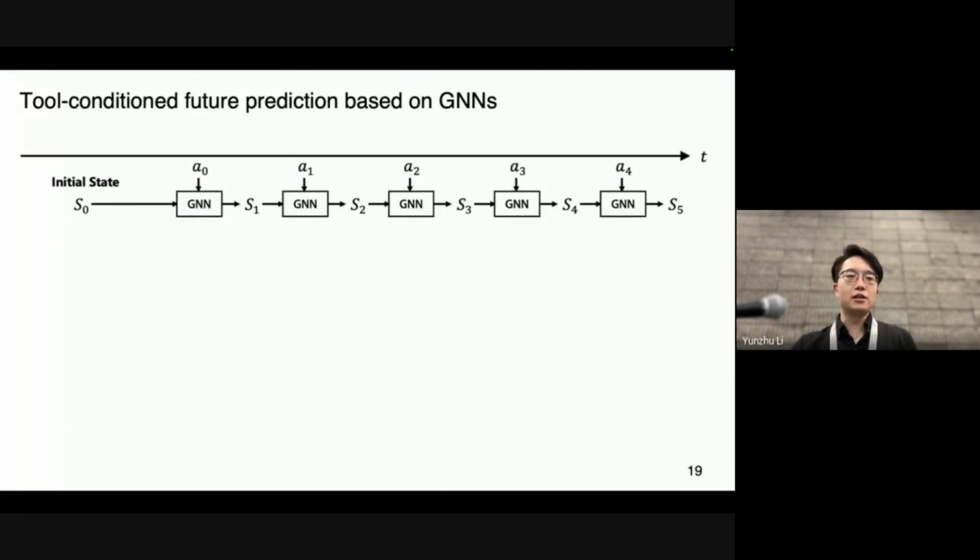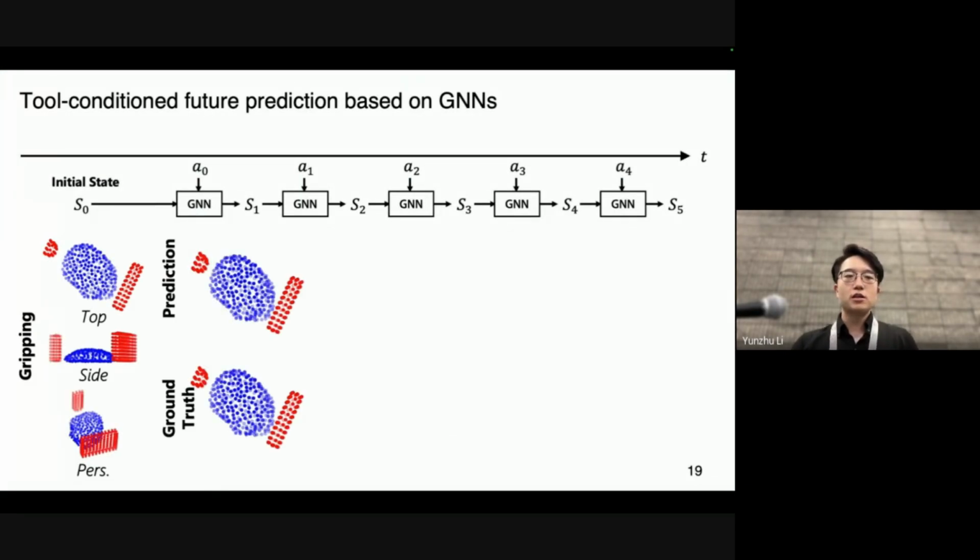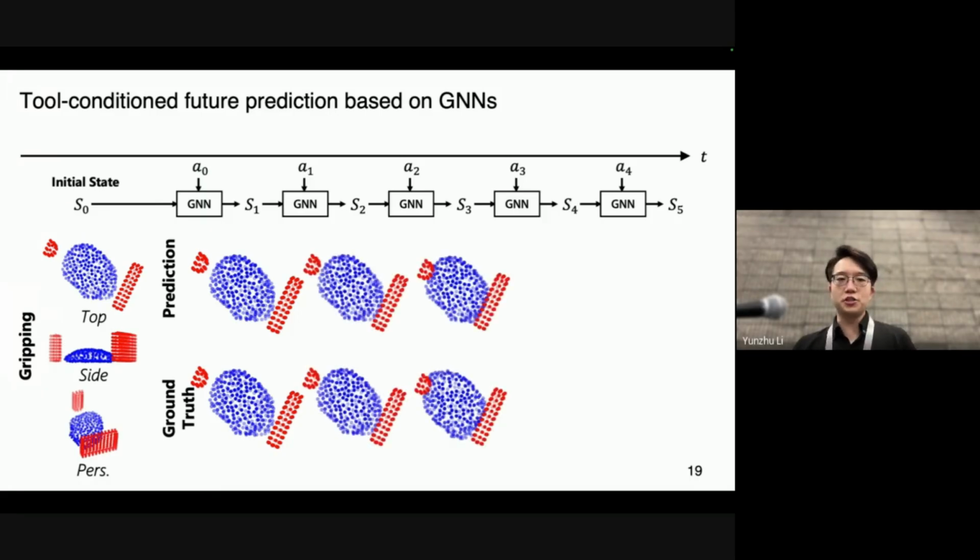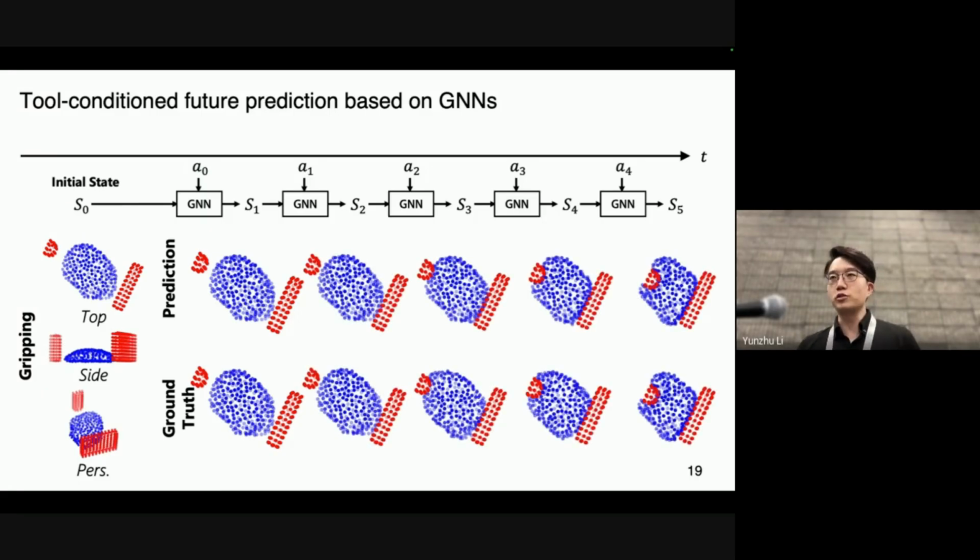Here are our model's open-loop prediction results. The first row is our model's prediction. The second row is the ground truth. You can see we use the red points to represent the geometry of the tool and the blue points to represent the geometry of the dough. And the model's prediction aligns very well with the ground truth.